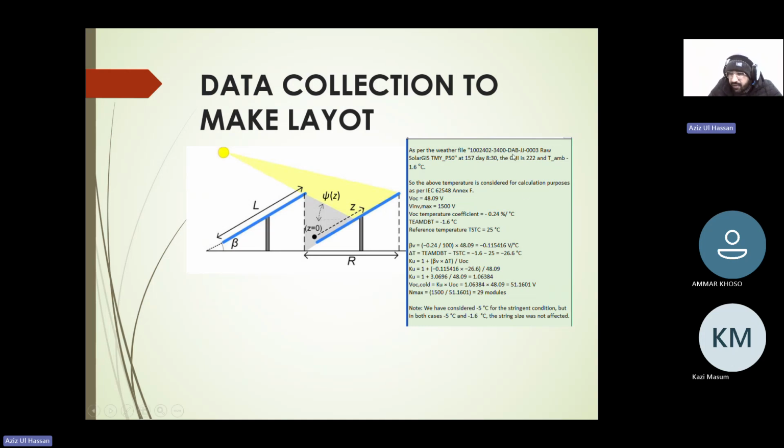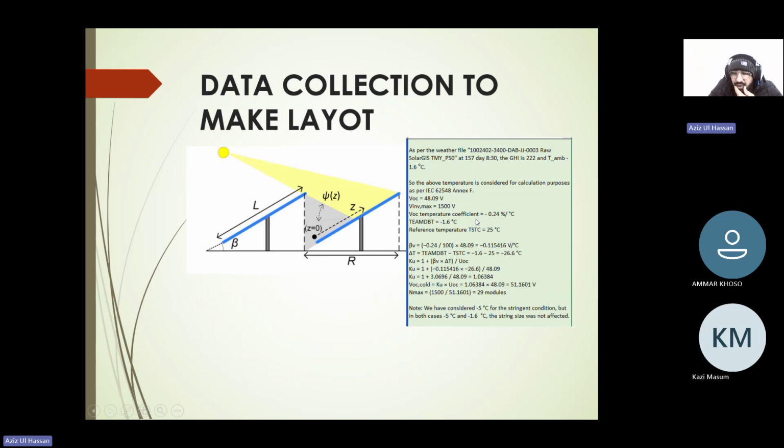Now you have to check, above this irradiance, what is the lowest temperature? At 220 GHI value, I have minus 1.6. It is the lowest temperature, so this temperature is considered for the calculation as per the IEC. As per my PV modules, we have 48.09 as the VOC, and the V inverter maximum is the maximum DC input you can put at the inverter level, so it is 1500 volt.